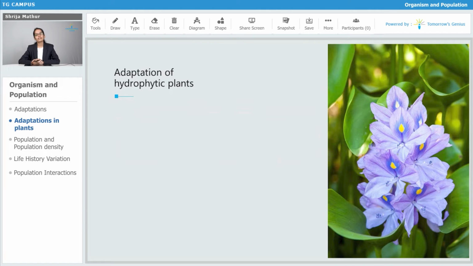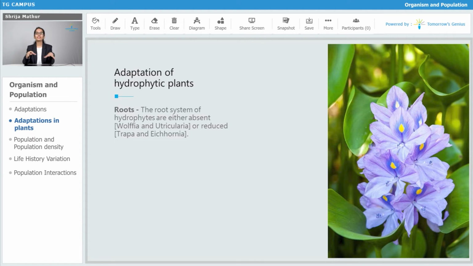Now how are the hydrophytic plants adapted? Roots. The root system of hydrophytes is either absent, as in Wolffia and Utricularia, or it is too reduced, because they are already inside the water. So where will the root float and where will the root lie? That is a very big problem. So the root system is either absent or too reduced.